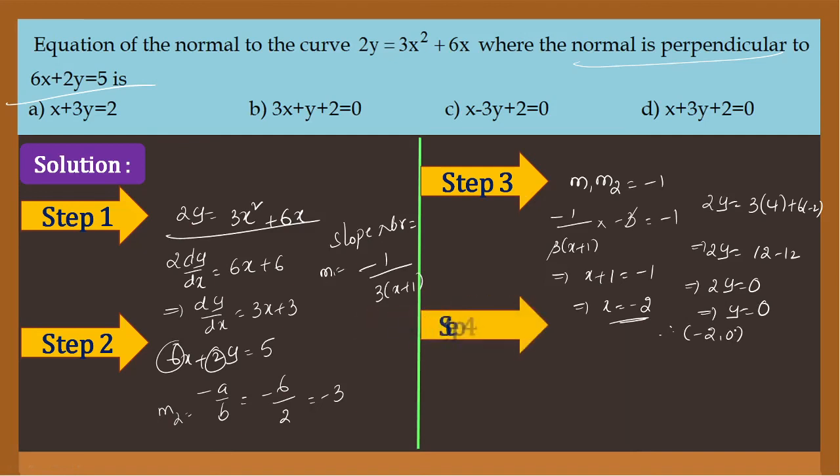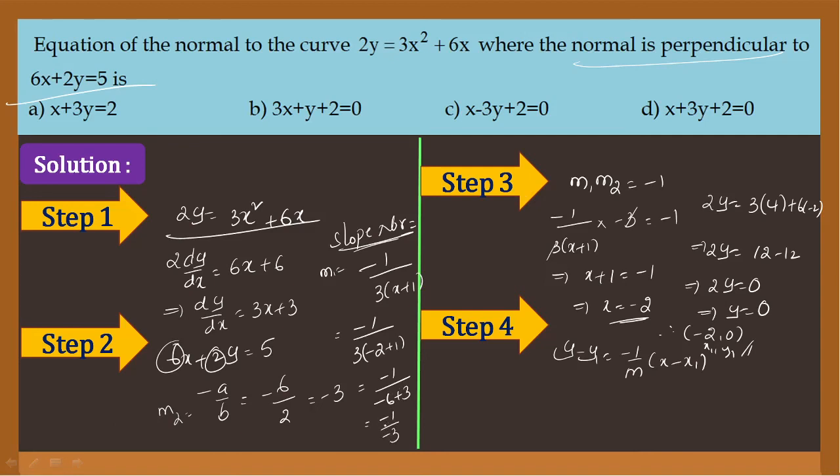Now, equation of the normal is y - y1 = -1 by m into (x - x1). Here (x1, y1) is the point of intersection and -1 by m is slope of the normal. So here we substitute x value, we get the slope of normal. This equals -1 by 3 into (x is -2 plus 1). This equals -1 by (-6 + 3). This equals -1 by -3. Here minus minus gets cancelled, equals 1 by 3.